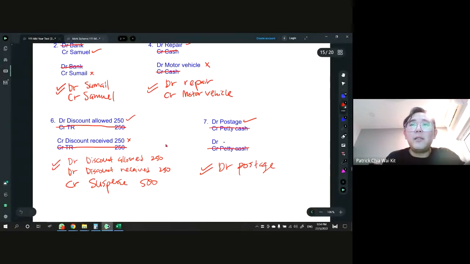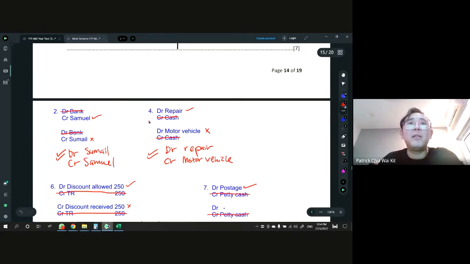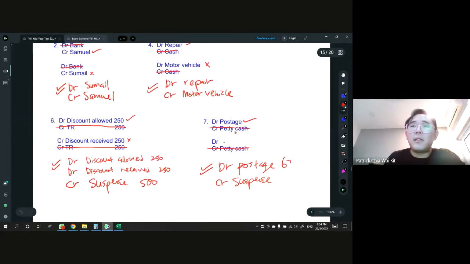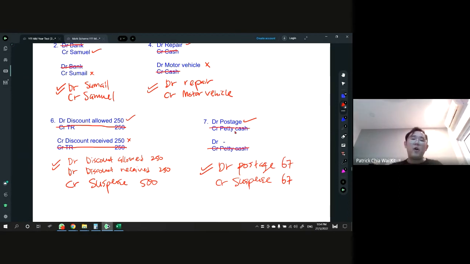Postage. Okay, DR postage, and because it's just missing, we put it back already. So we fixed the answer already, right? We fixed the problem already. But our answer is still hanging. Okay, you cannot just leave it like this. So we need to CR suspense. Yeah, when it's hanging, you CR suspense. What's the amount here? 67. Okay, 67 and 67. All right, done. So all errors done.